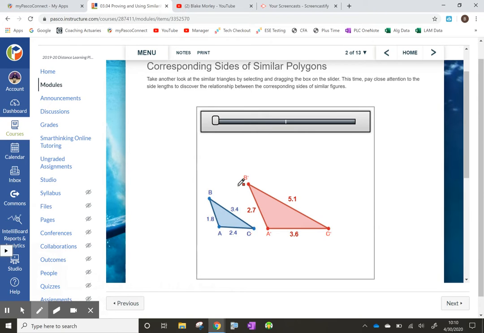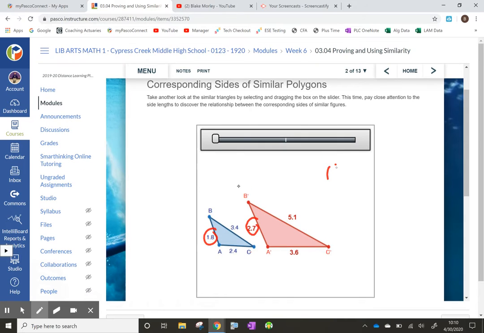So when I look at proportions, I like to try to see which sides correspond to the other. 1.8 is the smallest side on the blue triangle, and 2.7 is the smallest side on the red triangle. So I like to pair up the smallest side with the smallest side. Obviously those would be the ones that correspond to each other, and it seems kind of obvious too, because they're shaped the same direction. But we have 1.8 is to 2.7.